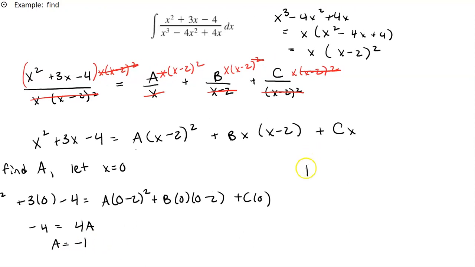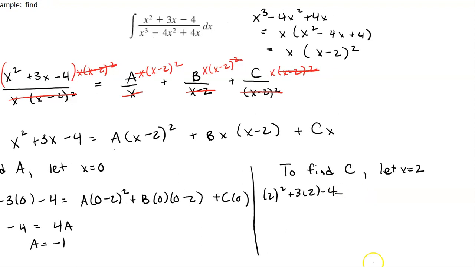To find c, I notice that if I were to let x equal 2, that would get rid of the a and the b, but leave the c alone. So we're going to let x equal 2. So we will have 2 squared plus 3 times 2 minus 4 equals a times, well, that's going to be 0 squared plus b times 2 times 0 plus c times 2. The left-hand side adds to be 6, and here we get 2c. So I'll get c equals 3.